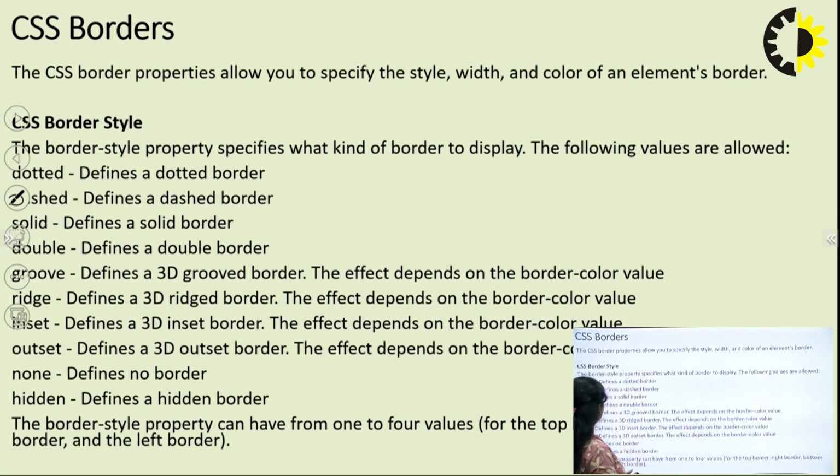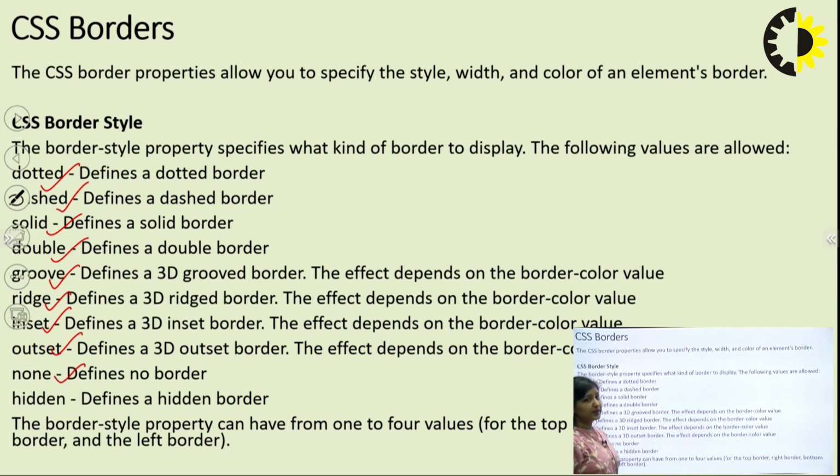Now for the border style, we have various types of borders. Dotted will define a dotted border. Dashed will define a dashed border. Solid will define a solid border. Double will define a double border. Groove will define a 3D groove border. Ridge will define a 3D ridge border. Inset will define an inset border, and its value will depend on the background color. Outset defines a 3D outset border, and similarly the value will depend on the background color value.